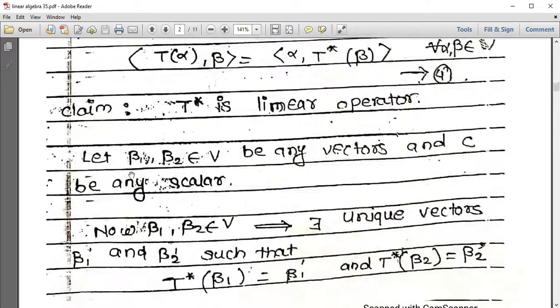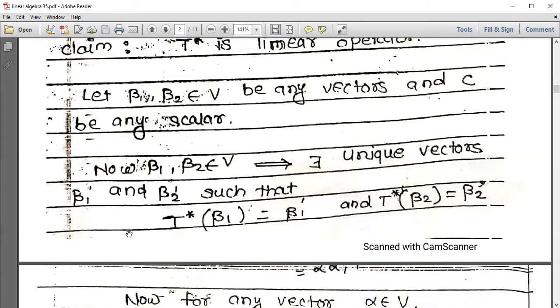For linearity, let beta 1 and beta 2 belonging to V be any two vectors and c be any scalar. Then, since beta 1 and beta 2 belong to V, there exist unique vectors beta 1 dash and beta 2 dash such that T star of beta 1 is equal to beta 1 dash and T star of beta 2 is equal to beta 2 dash by the definition of T star.